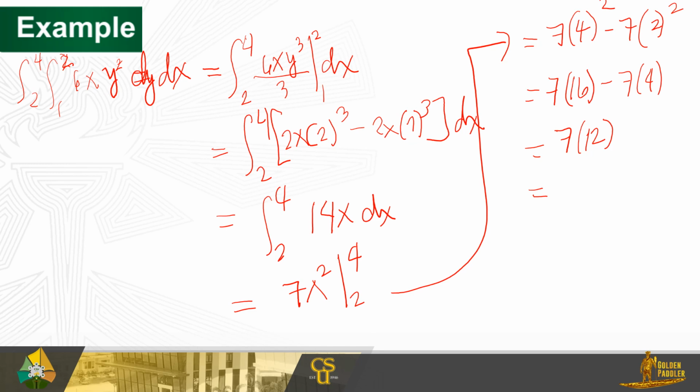So we have 7 times 12, 7 times 2 is 14, 7 times 1 plus 1, that is 8. So our answer is the same, 84. Okay?